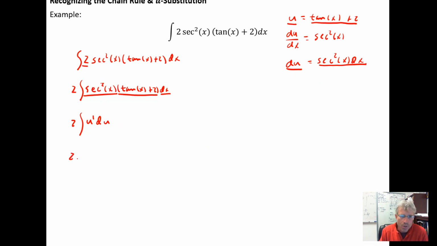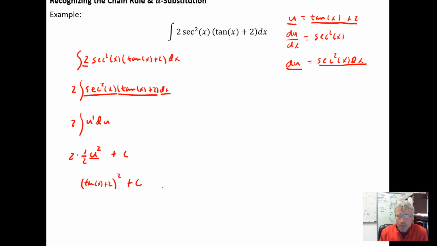We're going to get 2 times, we increase the exponent by 1 and multiply by the reciprocal of the exponent, and then we add to that the constant of integration. 2 times a half is 1, so we get 1 u squared plus a constant, and then we want to convert back into variable x, so we know u is the same as the tangent of x plus 2, so we can replace u here with the tangent of x plus 2.